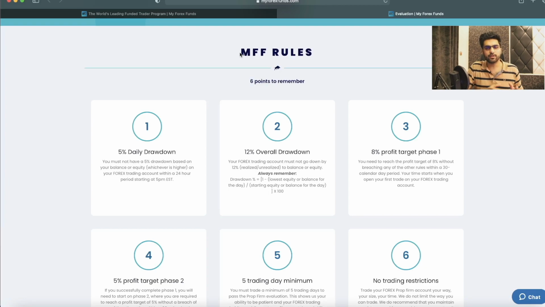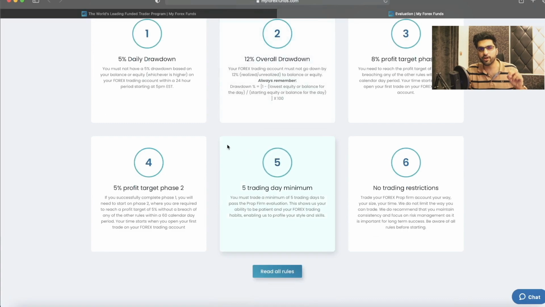And on each phase, on phase 1 and phase 2, you have to trade at least 5 trading days. That means you have to open 5 trades at least in 5 different days in order to complete this objective. And there is no trading restriction at all. You can trade any way you want. They say that you can trade your My Forex Funds account your way, your size, your time. We do not limit the way you can trade. We do recommend that you maintain consistency and focus on risk management, as it is important for long-term success.